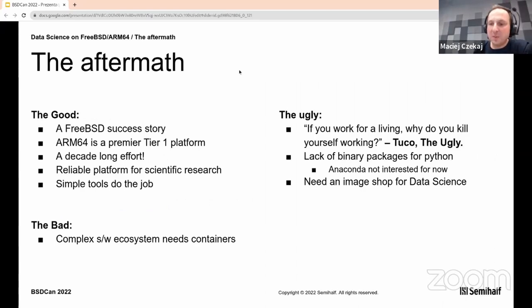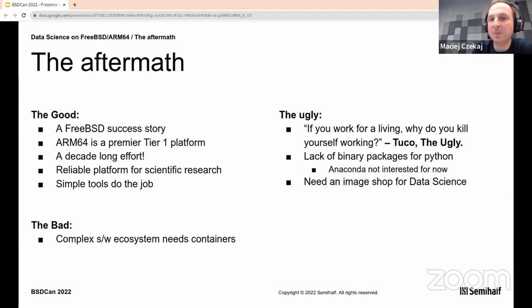So what is the aftermath of this experiment? Well, there are quite a lot of good things, praises, that we can say about FreeBSD on ARM. So it's pretty much a success story. It's been more than 10 years since the platform was introduced to the FreeBSD ecosystem. And actually my company took a big part in it. Not me personally, but my colleagues. It's a premier tier one platform.